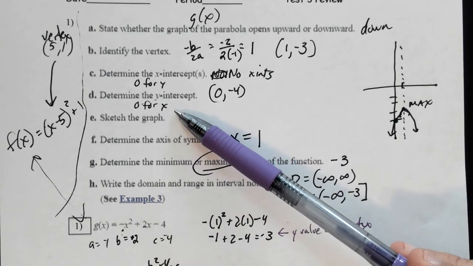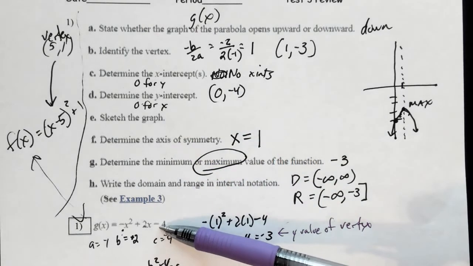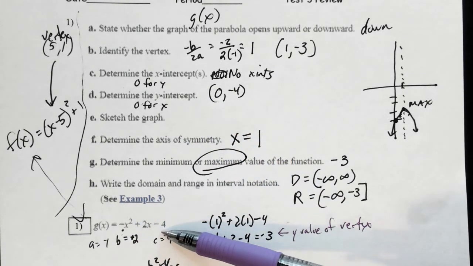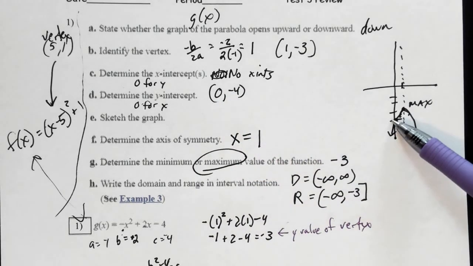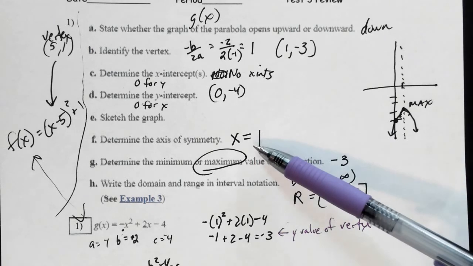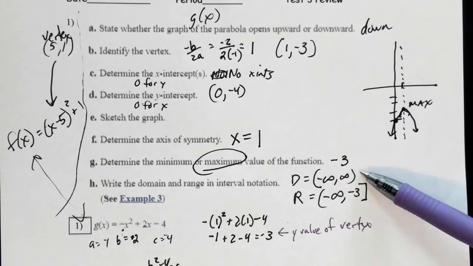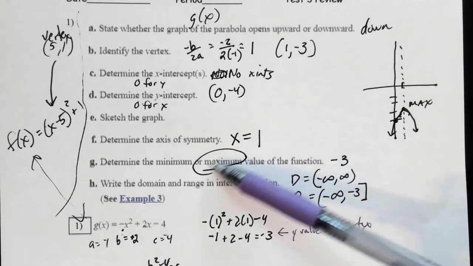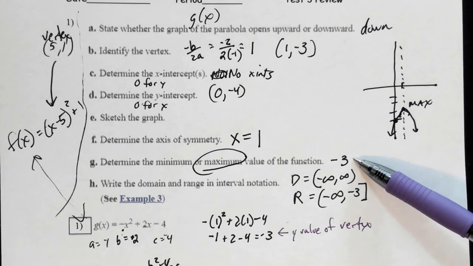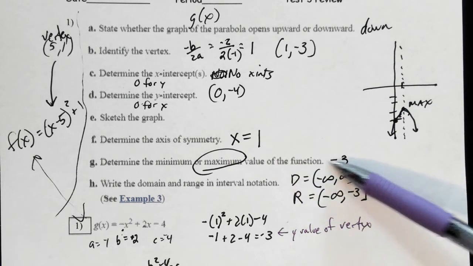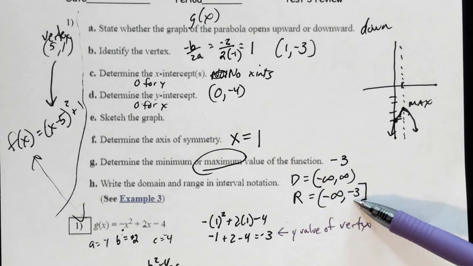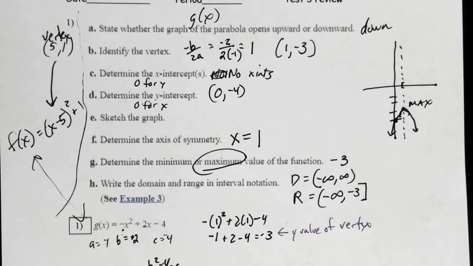So determine the y-intercept. That's easy. The y-intercept is always my constant. But you plug 0 in, 0 for this, 0 for that, negative 4. So I have a y-intercept at negative 4. So there's my little sketch. Axis of symmetry: x is equal to 1. Make sure you write it as x equal to 1. And is it a minimum or maximum? In this case, it's a maximum, and it's at negative 3. Domain, quadratics, always all real numbers. Range, negative infinity to positive 3, and it includes negative 3.